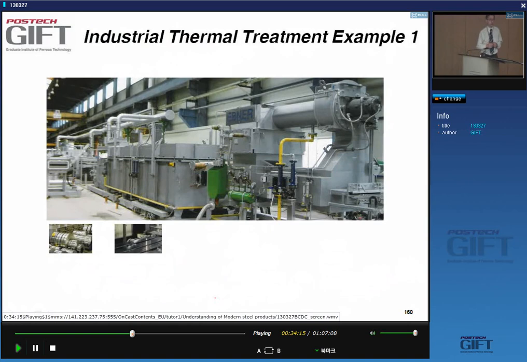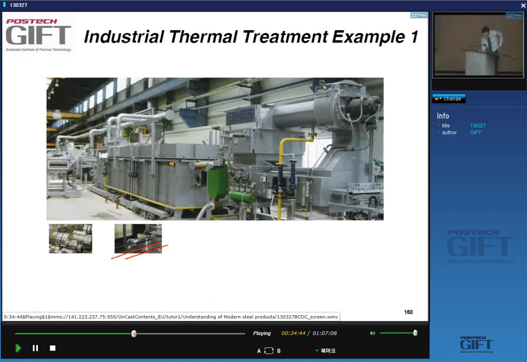is not found in industry because, I don't know, maybe they're too simple, so there are no products that use this. That's not the case. For instance, this is an example of a continuous heat treatment furnace where we heat treat narrow strips of sheet steel. You can see the strips here.